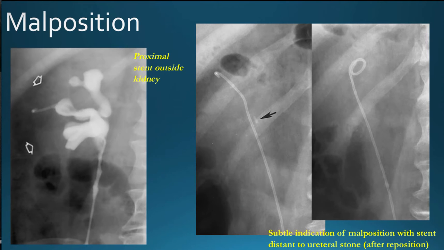Finally, one other type of malposition that requires some consideration is malposition of a stent outside the urinary tract.